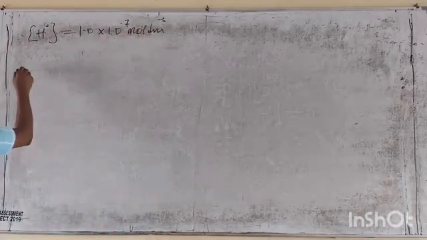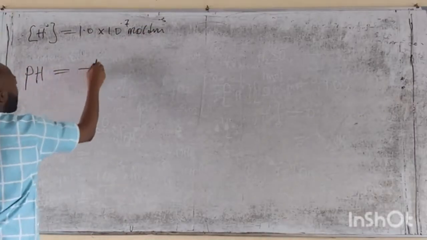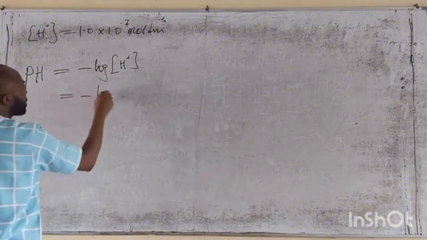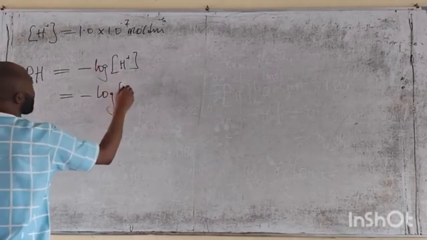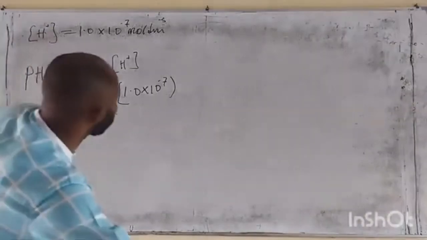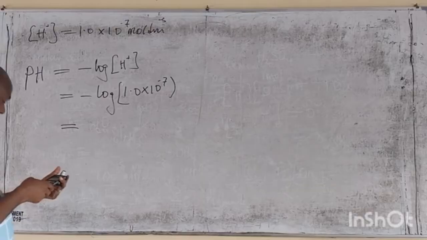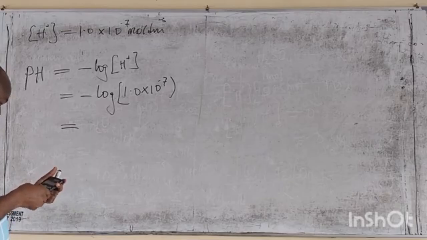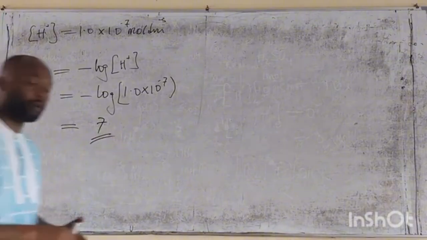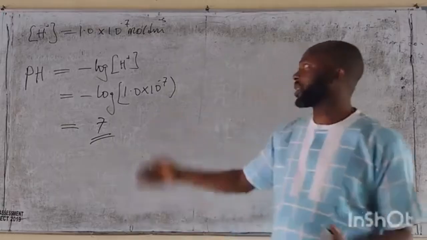So with this, we should calculate our pH. Remember, pH is equal to the negative log of hydrogen ion concentration. So pH is equal to minus log of 1.0 times 10 raised to the minus 7. I have to use my calculator here. Minus log, open bracket, 1.0 times 10 raised to the power minus 7, close bracket, is 7. When you do that, you have 7. So you see the reason why they told us earlier that the pH of pure water is 7. It's neutral, and that's very true.